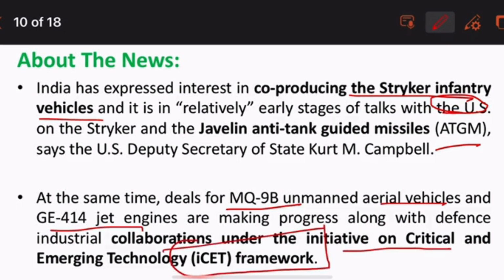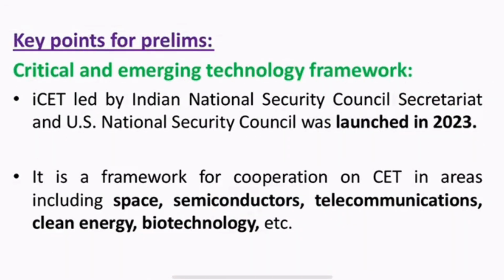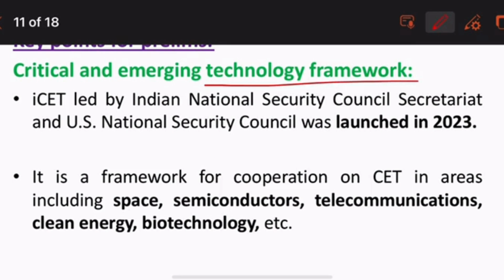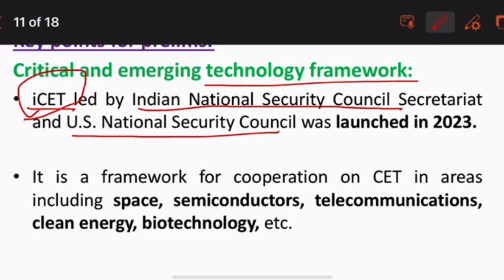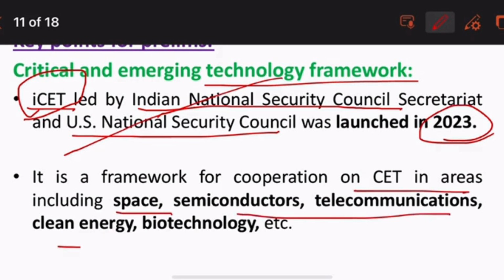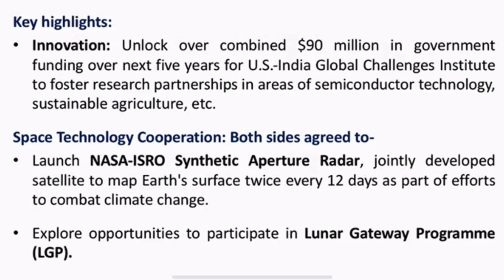iCET means Initiative on Critical and Emerging Technology, where India will sign with other countries and share technology with them. So what is this critical and emerging technology? iCET is actually led by the Indian National Security Council and the US National Security Council. Remember, this is a program led by the Indian NSC and US NSC, and it was launched in 2023. It is a framework for cooperation on CET in areas including space, semiconductors, telecommunication, clean energy, etc.